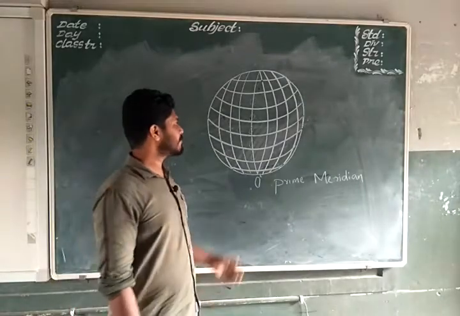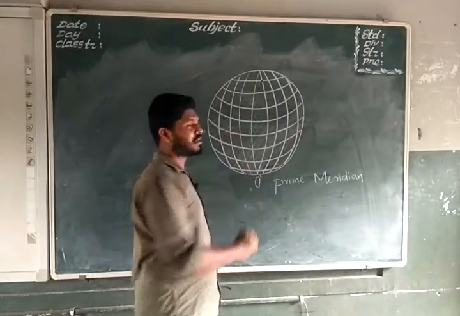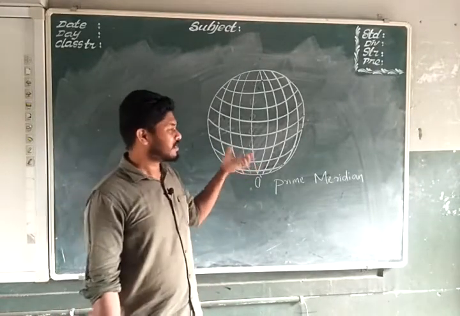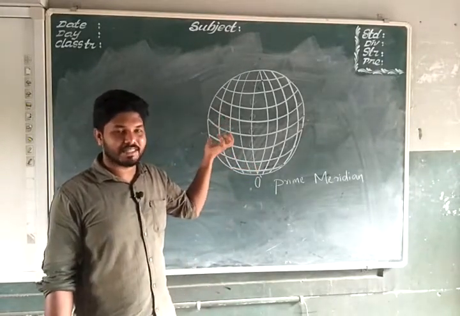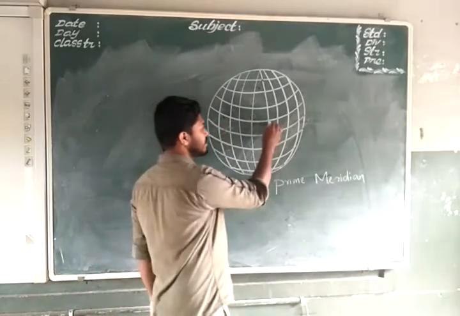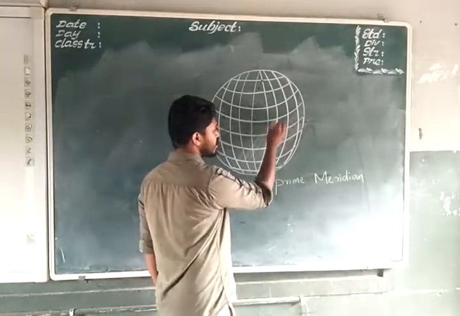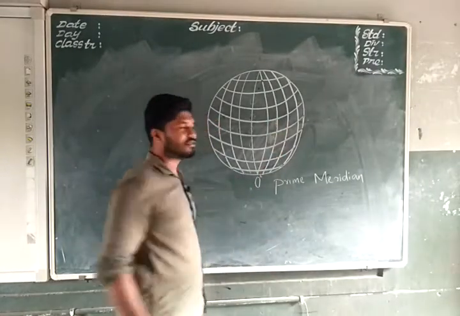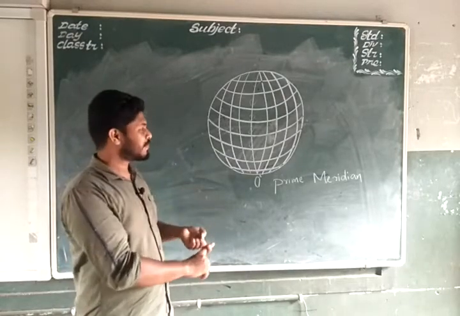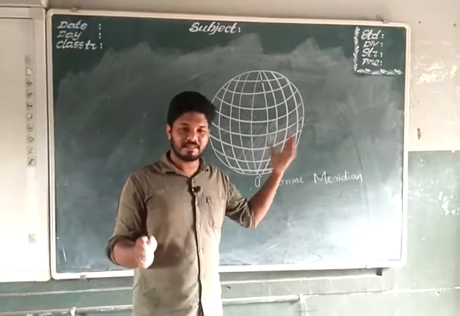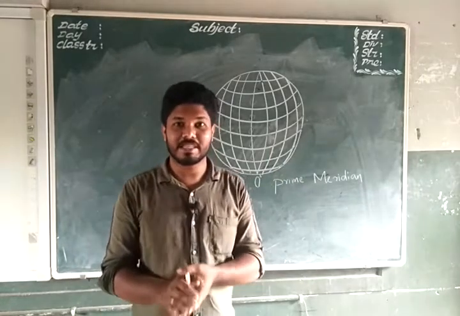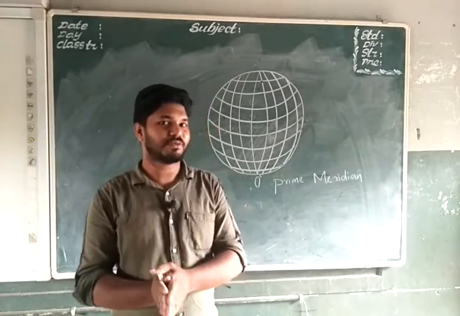And now if there are some places, we can locate them by using longitudes and latitudes. And see here, there is a grid formation. This grid formation is due to the crossing of latitudes and longitudes together. Now, these are the things we discussed yesterday. Today, we are going to discuss the differences between longitudes and latitudes.